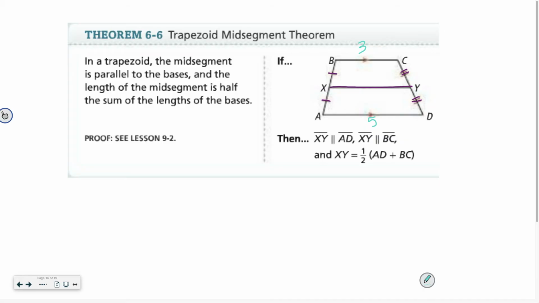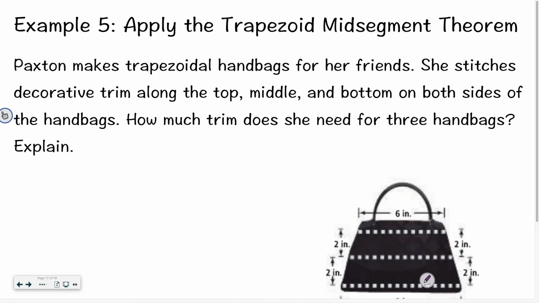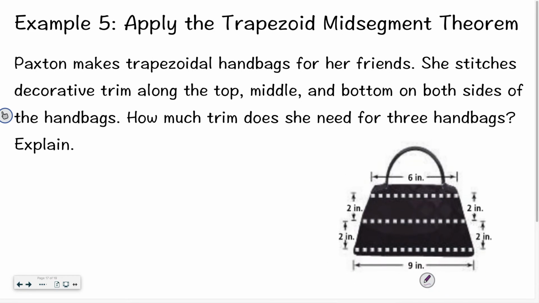if I wanted to solve for that middle segment, I would say XY equals 1/2 times AD, which I said was 5, plus BC, which is 3. So I'd say XY equals 1/2 times 8, or XY equals 4. And that's how I'd solve that problem. So let's solve one that's really similar to that, but it's a word problem.